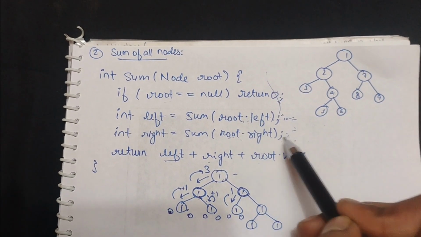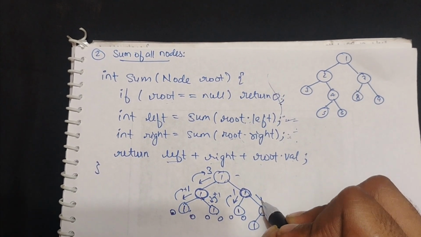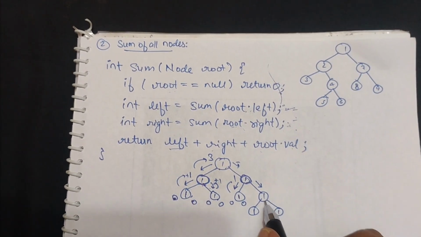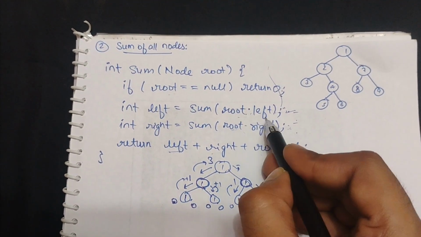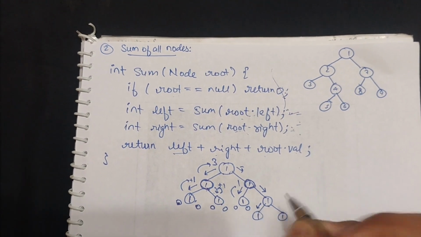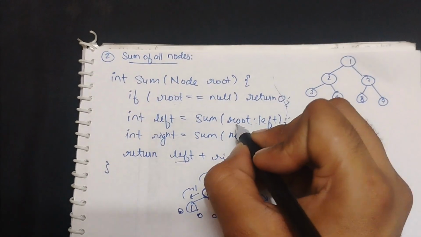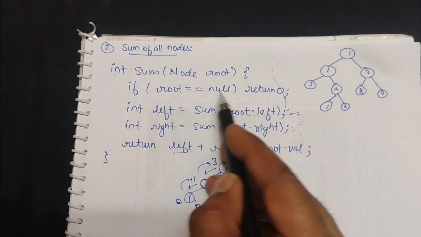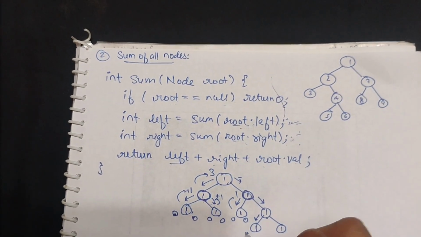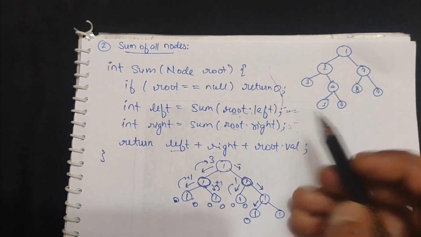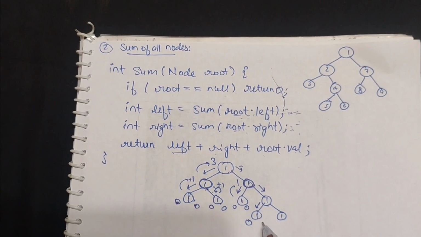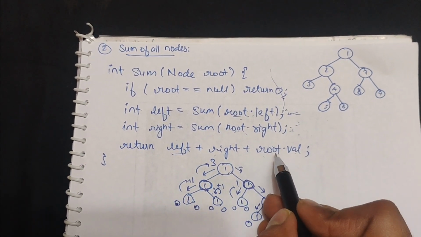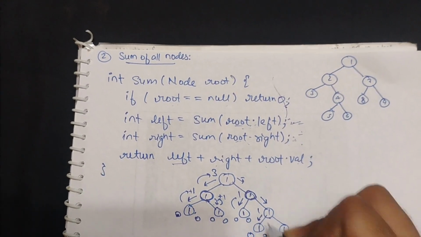It will call root dot right, that is, the pointer will come over here on this node. This node will call root dot left. Now this node will again call root dot left, but now it will hit the base case, that is root is equal to null. It will return 0. 0 from left. Now it will call root dot right. There is no right, so it will return 0. 0 plus 0 plus 1, that is root dot val. It will return 1 from its left.